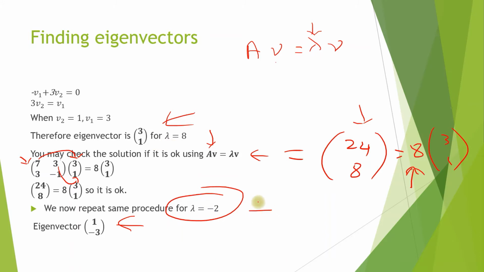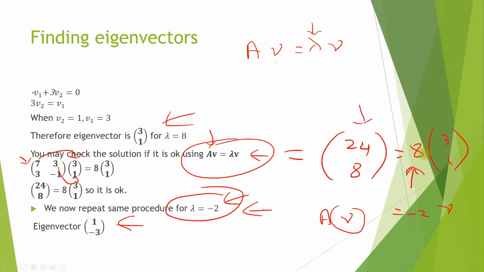And we can do the same thing for negative 2 and just check the same thing here. You will see that you will get again the same solution. What you are going to get is equal to negative 2 times the eigenvector that you're going to get for negative 2. You can check that later on, and you will see that the eigenvector is (1, -3).